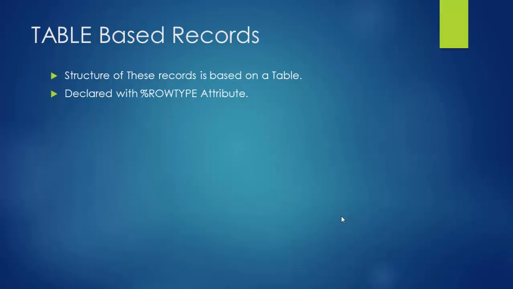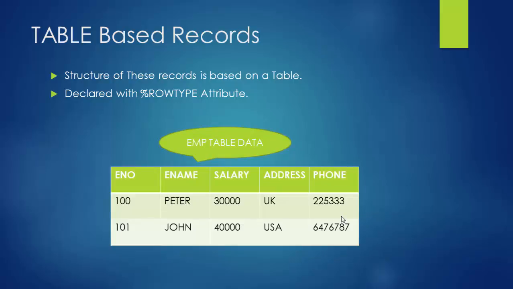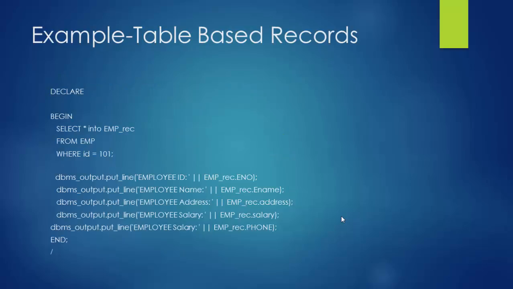Coming to the table-based records first, the structure of these types of record is based exactly on a row of any table. And these types of records are declared with the %ROWTYPE attribute. Let's go to the coding section. Here we have EMP table data in the example and we can see that employee number, ename, salary, address and phone will all collectively represent a single record.